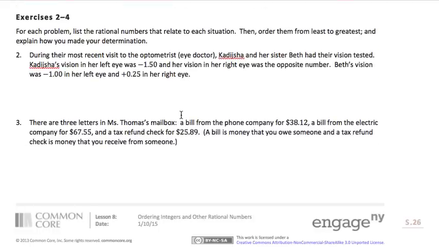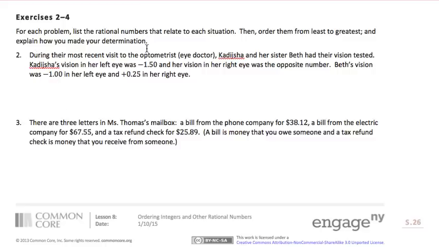Exercises 2 through 4 ask us to do the same thing. We're going to order them from least to greatest and explain how. But before we order them from least to greatest, we need to write the numbers for the situation, and then we can put them in order.